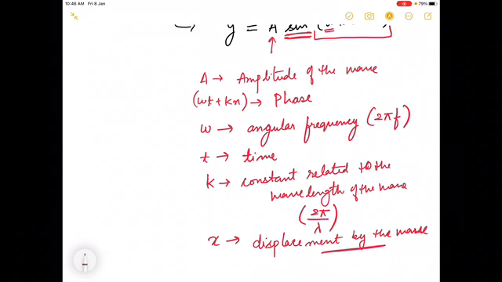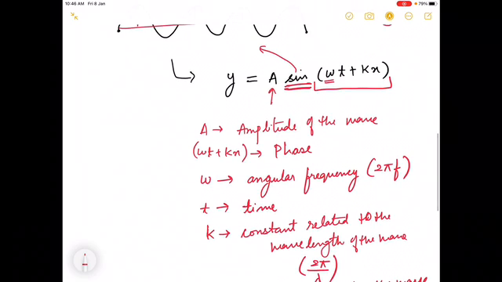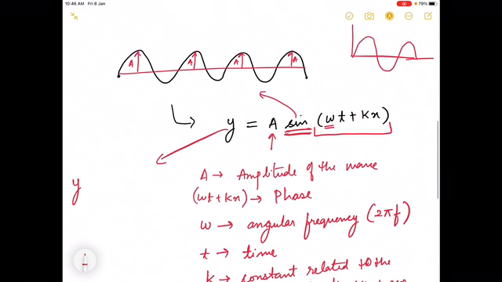I hope that is understandable, right? Clear. Okay, now the important thing, what is actually y? What is y? Okay, let me try to understand what is y. Y is the displacement by the particle. Let me try to make you understand this part.